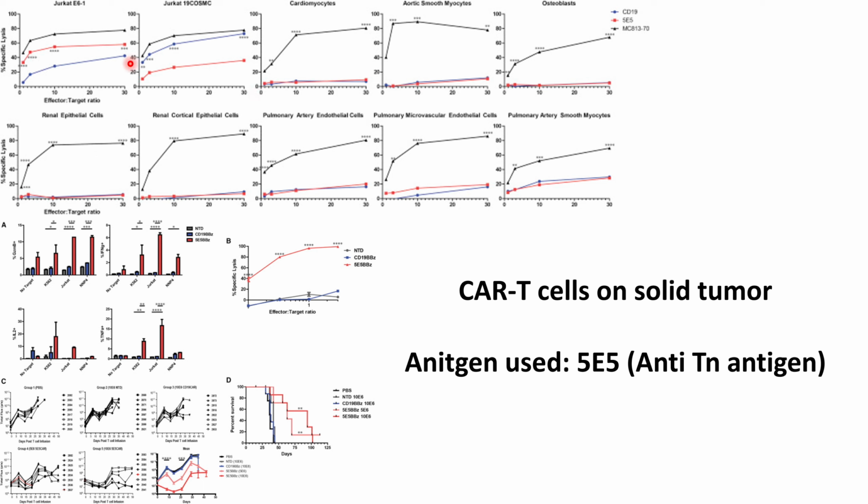Whereas CD19 and 5E5 have shown positive results only for Jurkat E6.1 and Jurkat Cosmc cells, as they have the antigen, they have properties that are similar to the cancer-like cells.